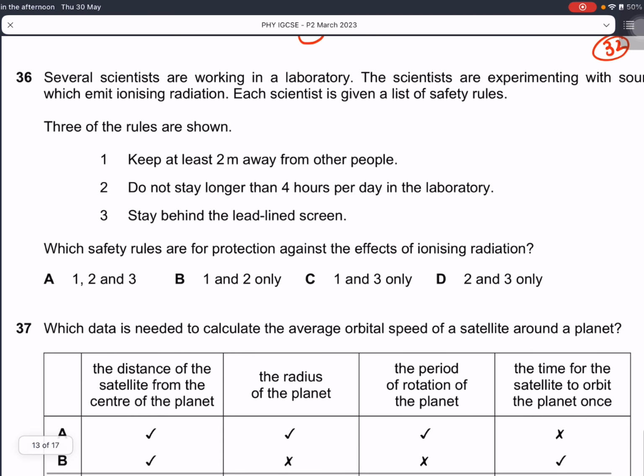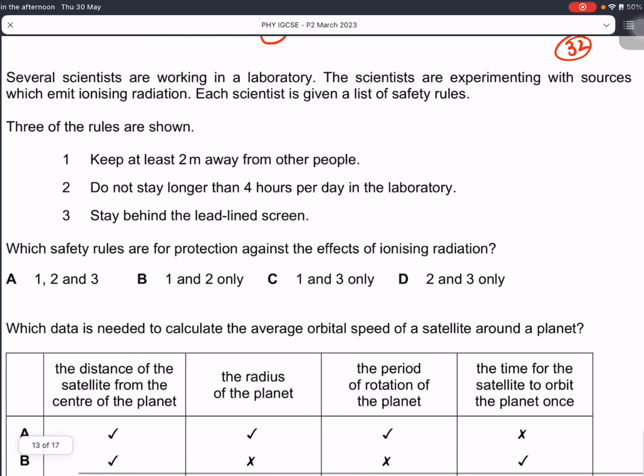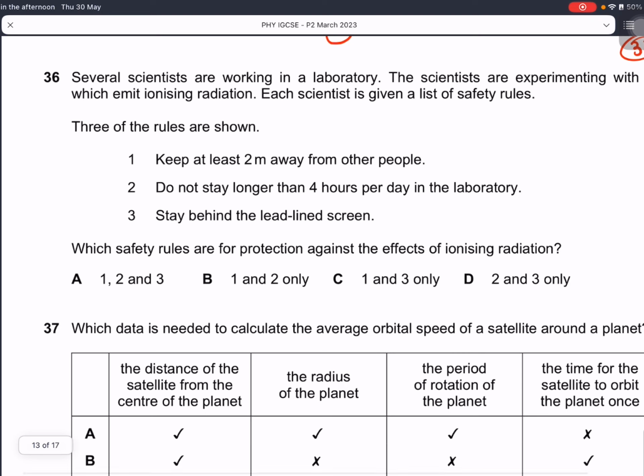All right, 36. Several scientists are working in a lab. The scientists are experimenting with sources which emit ionizing radiation, so radioactivity. Each scientist is given a list of safety rules. 3 rules are shown. Which safety rules are for protection against the effect of ionization, guys?